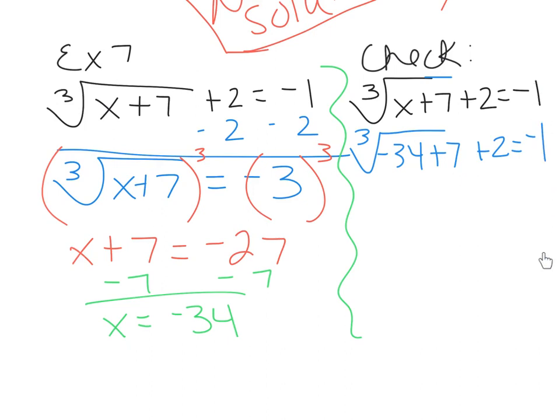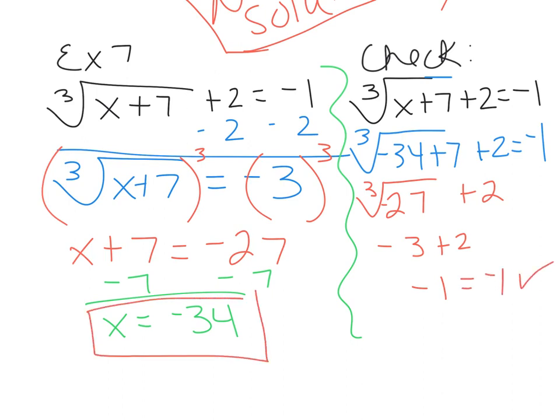Don't mess with this side that's already simplified. Do all your operations on this side. You do not add and subtract and use opposite operations when you're checking. So -34 plus 7 is -27. The cubed root of -27 is -3. And -3 plus 2 is -1. So these two sides do in fact check out. So this is actually a good solution here.